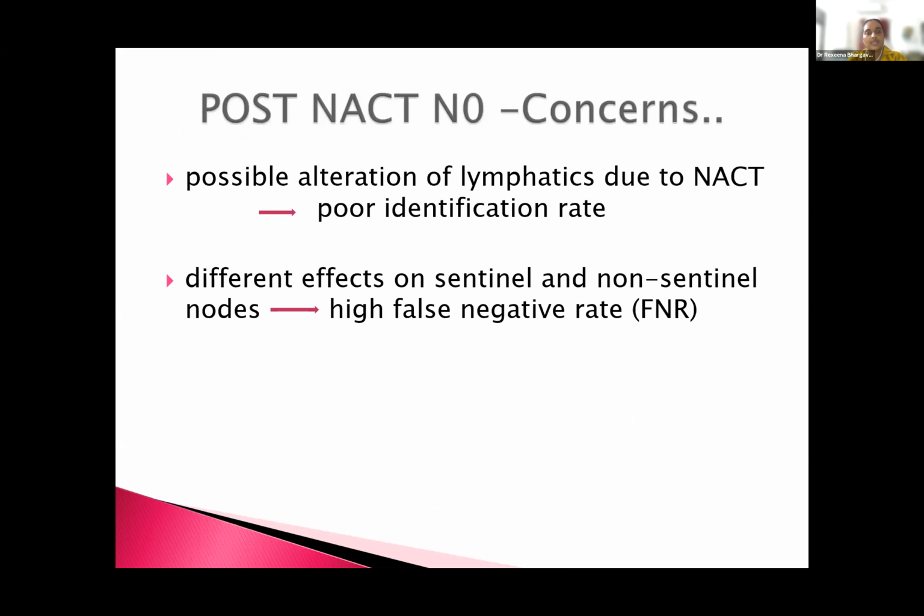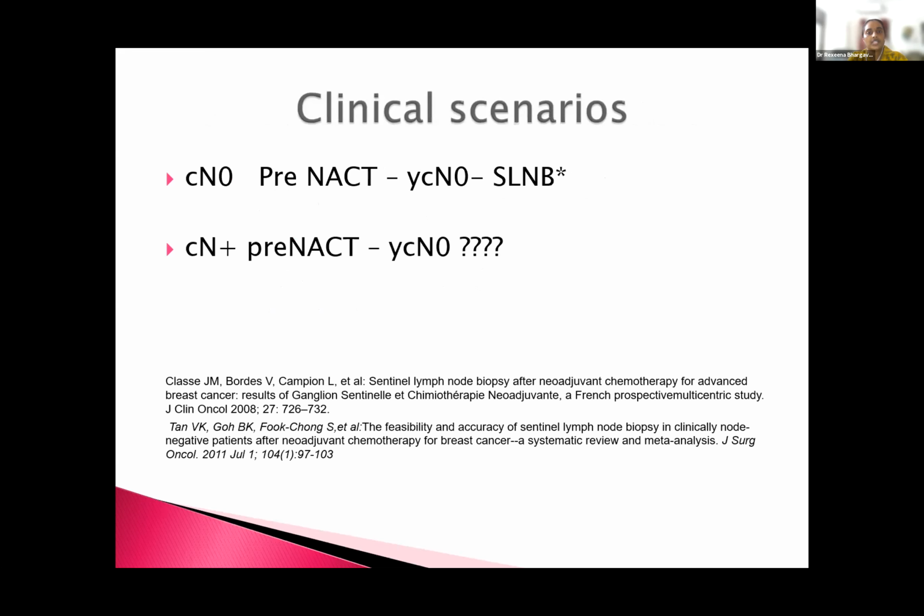In post-chemo patients who are N0, there is a different set of concerns. There is possible alteration of the lymphatics due to the neoadjuvant chemotherapy, which can lead to a poor identification rate. And there can be a differential effect on the sentinel and non-sentinel nodes, which can lead to a high false negativity rate. So in patients who were clinically N0 prior to chemotherapy and remain clinically N0 post-chemotherapy, SLNB is an accepted modality of treatment.